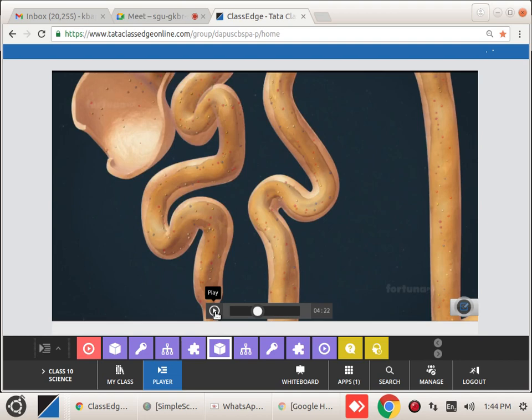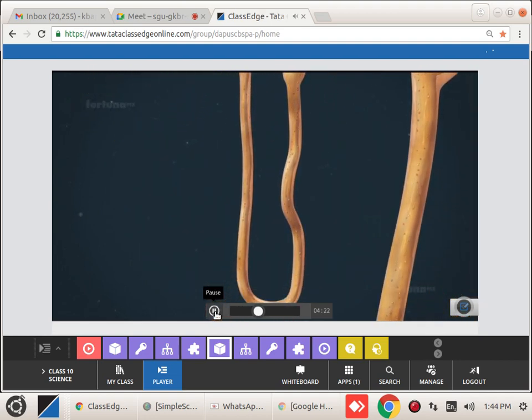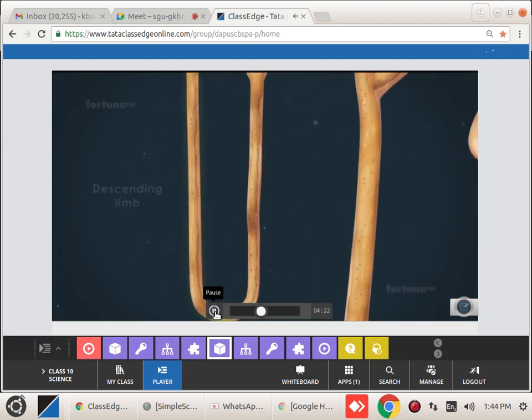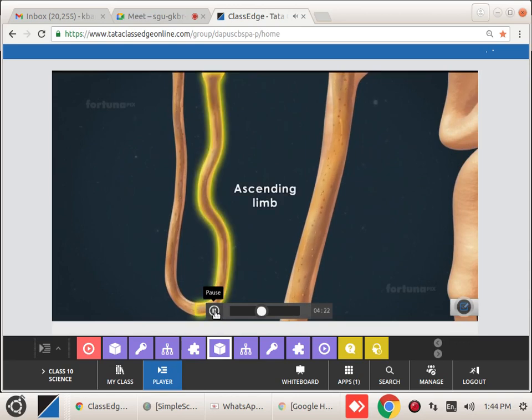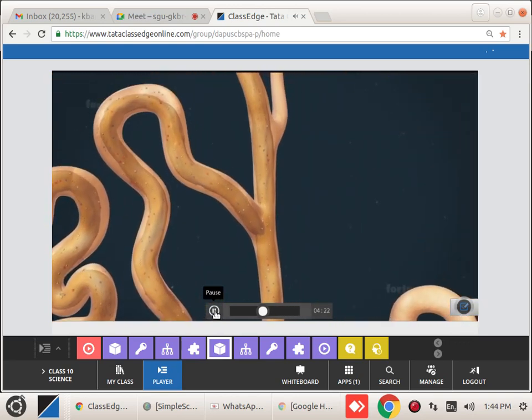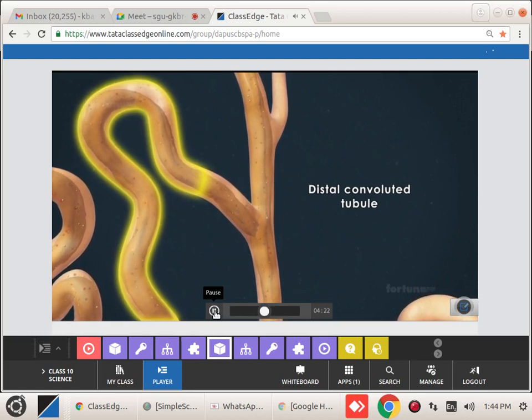Just watch it carefully. Which then continues into the renal medulla as a distinct loop known as the loop of Henle. The loop consists of two parallel limbs, one of which is descending and the other of which is ascending. The ascending limb travels into the renal cortex, at which point it dilates into a distal convoluted tubule.